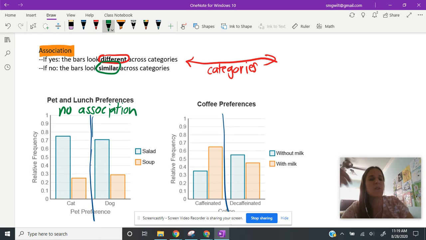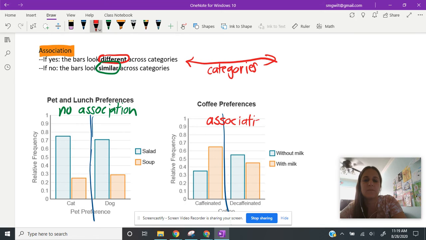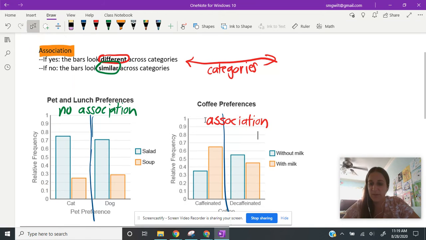So this first one with pet and lunch preferences, there's no association because those are very close to each other. If they look different, which is what's happening in the coffee preferences, that means that there is association. Okay, so I'm looking at, do they look different? If they look different, there is association like the coffee preferences. If they look similar, then there is not association like the pet and lunch preferences.